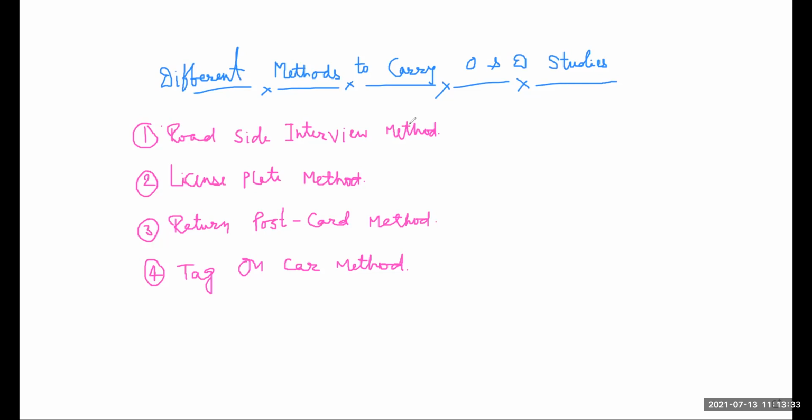And the last method is the home interview method. Fifth one is your home interview method. So these are basically five methods from which we carry out origin and destination study. First one is your roadside interview method.